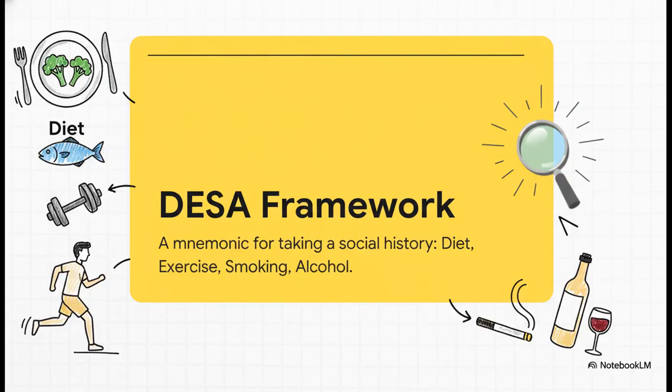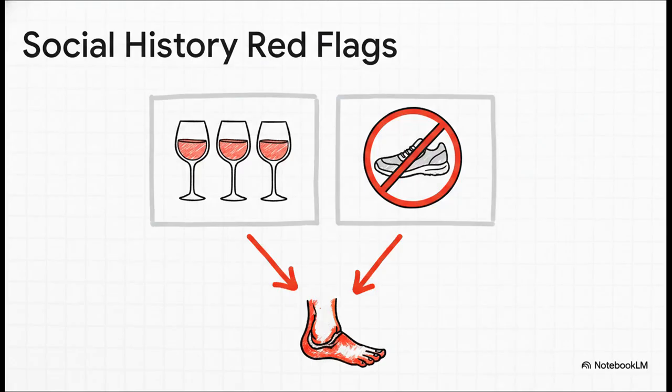For the social history, you can use a simple framework like DSA to keep it structured. Diet, exercise, smoking, and alcohol. All of these are pretty significant lifestyle factors for gout. And here, the history reveals significant alcohol intake, 3 cups of wine daily for 15 years, and a lack of exercise. Both are major risk factors. You now have a really compelling case for a diagnosis of gout, backed up by the pain history, the medication history, and the social history.